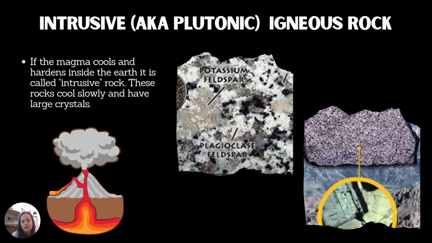And then if we look at it in microscope, the yellow circle over there shows you what a microscopic view of that rock would look like. The minerals get even larger. So we can see all of the crystals in an igneous, intrusive, or plutonic rock.